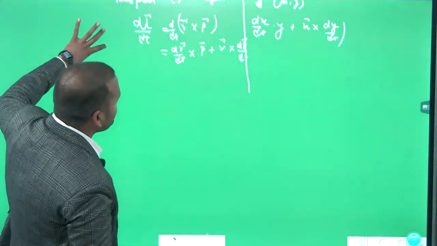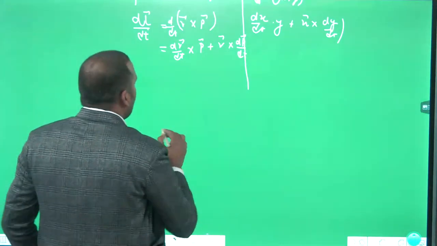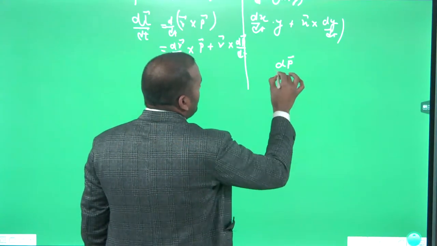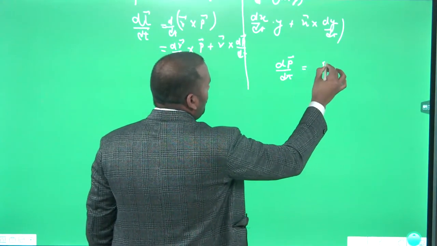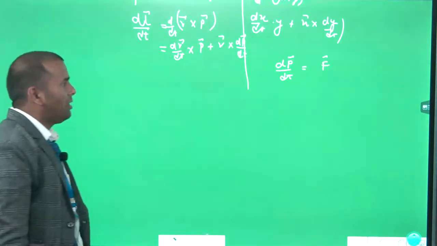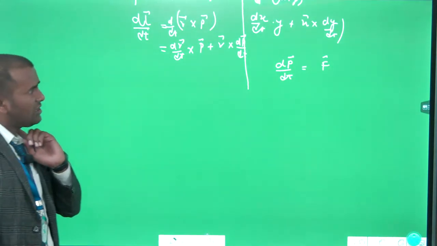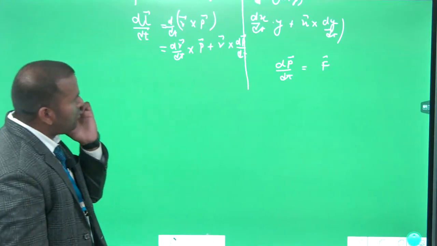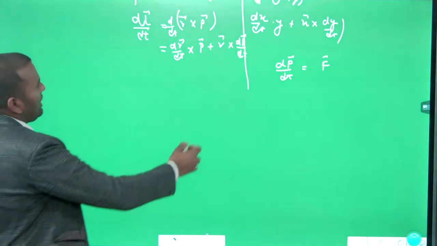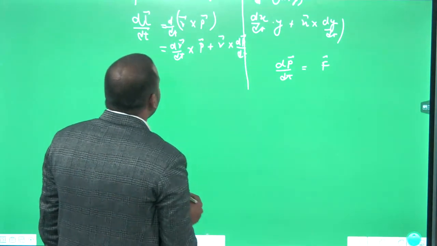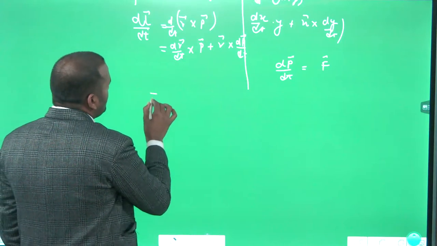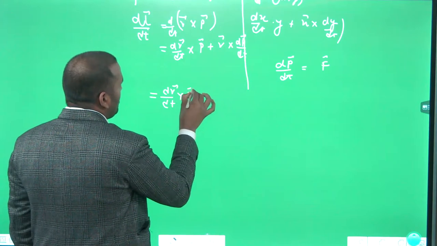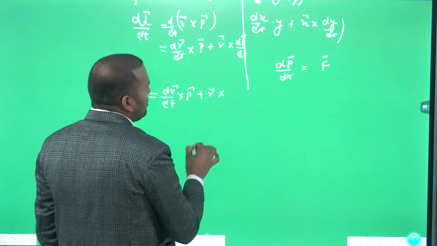Now we know that dp upon dt is equal to force. We studied Newton's second law: F is directly proportional to the change in momentum with respect to time. Now we can write dp upon dt as F. So we have dr upon dt cross p vector plus r vector cross F vector.